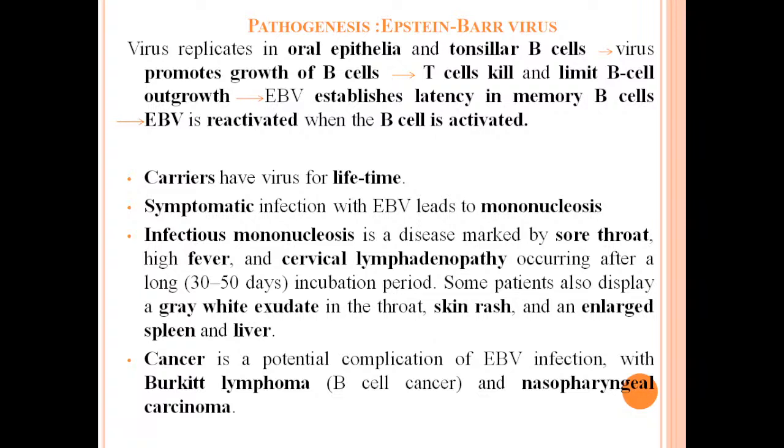Epstein-Barr virus establishes latency in memory B cells, and is reactivated when the B cell is activated, when there is any other infection, because B cells are activated by T helpers to produce plasma cells for synthesis of antibodies. So target cells for Epstein-Barr virus are epithelial cells and B cells that become transformed. Carriers of Epstein-Barr virus have the virus for all life.